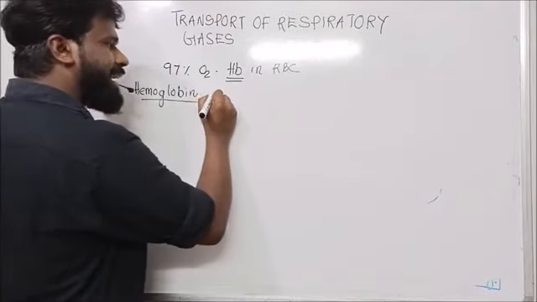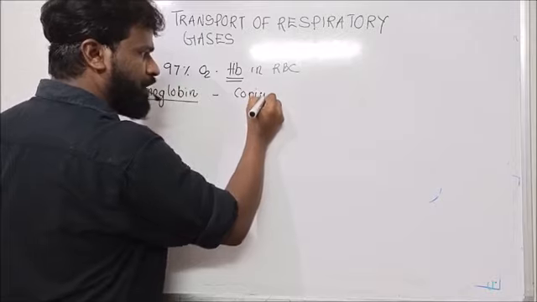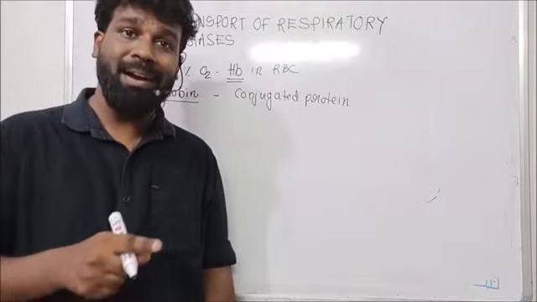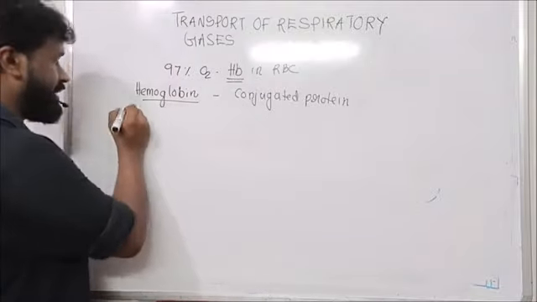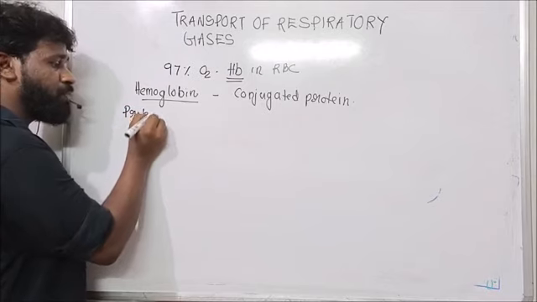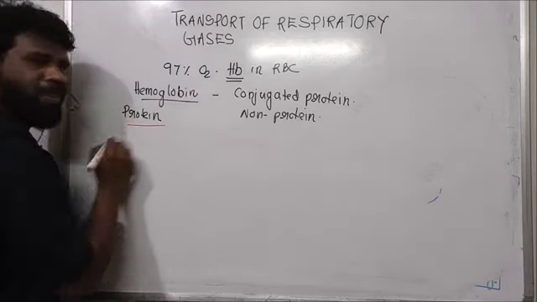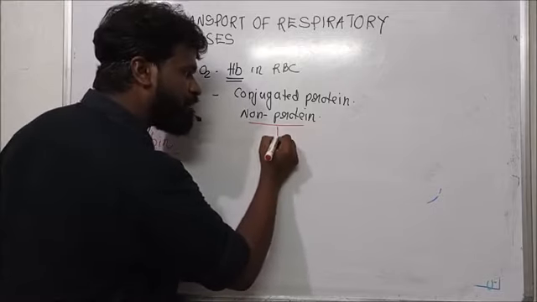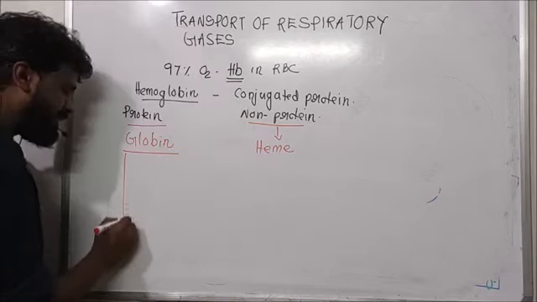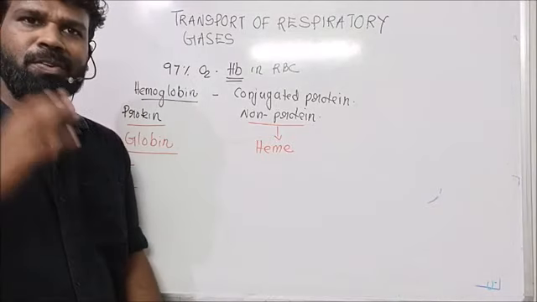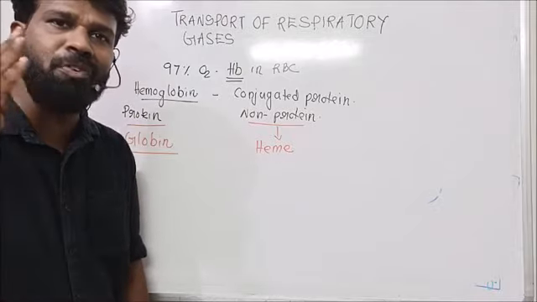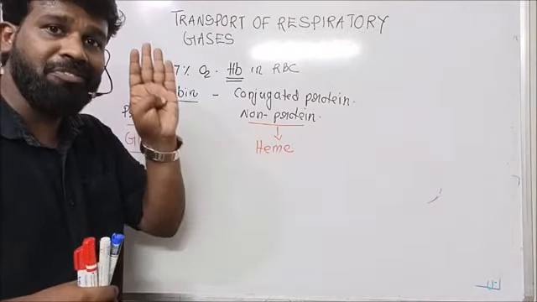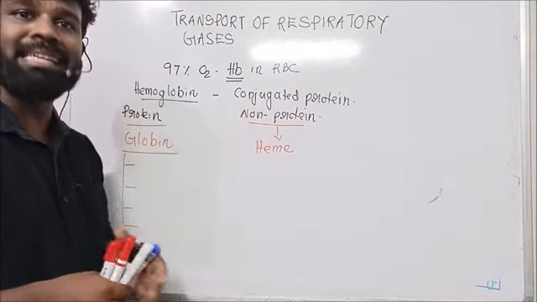Now, hemoglobin is actually a conjugated protein. This means it has a protein part as well as a non-protein part. The protein part of hemoglobin is called globin. The non-protein part of hemoglobin is called heme. The protein part, globin, means a total of 4 globulins or 4 polypeptides in a single hemoglobin.